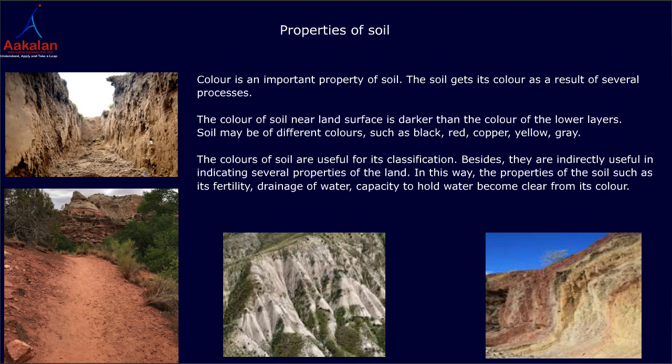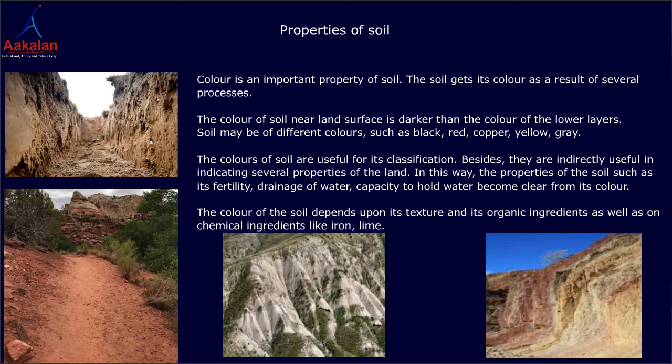In this way, the properties of the soil, such as its fertility, drainage of water, capacity to hold water, become clear from its color. The color of the soil depends upon its texture and its organic ingredients as well as on chemical ingredients like iron, lime.